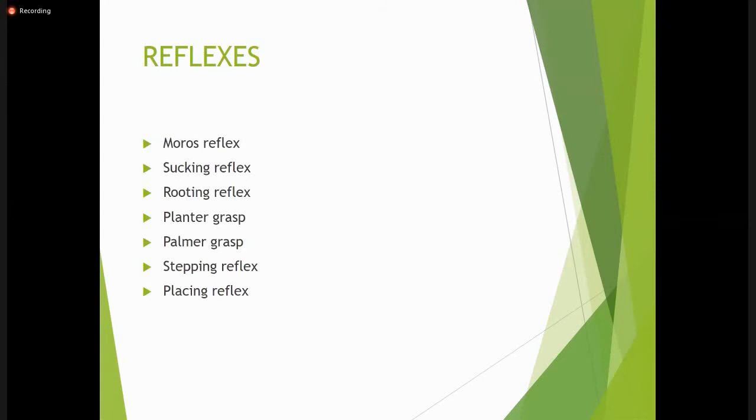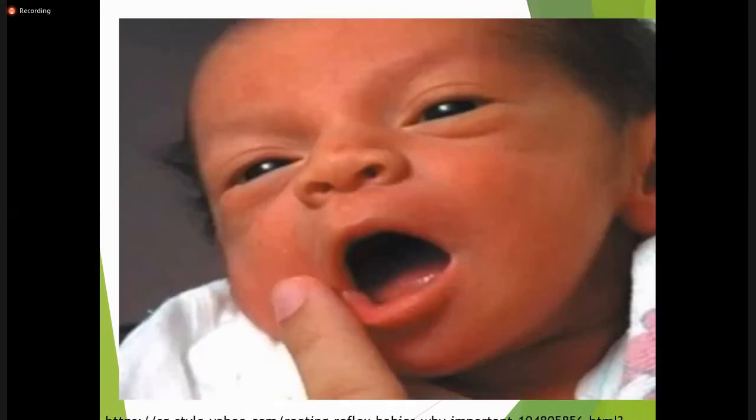So the common neonatal reflexes. There are a lot more other reflexes, but we'll discuss just the important ones, which you should know at this level. So the Moro reflex, also termed as the startle reflex. First of all, these, as the pictures are coming, this is a rooting reflex.